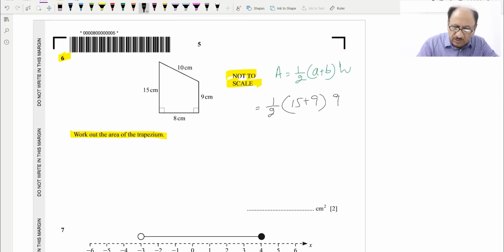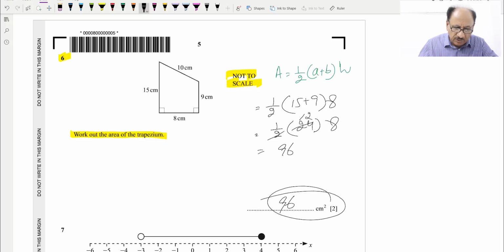into h will be 9, and this will be 1 by 2 into 15 plus 9 will be 24. 24 into 9, it's not 9, basically the height is 8. So we will change this to 8, and this will be 8 here and 8 here, and this will be 2 12s or 24, and this will be 96. So 96 centimeter square will be the answer for 2 marks.